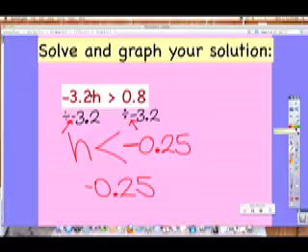How many of you got that? Did you get that? And did you remember to flip the sign too? Yes! Guys, did you graph it yet? Yep, I did. Okay, let's graph it together. So get your number line going. Put that -0.25 in the middle.